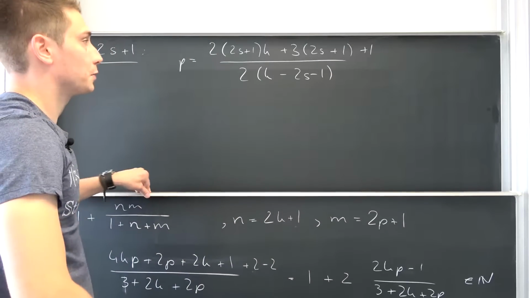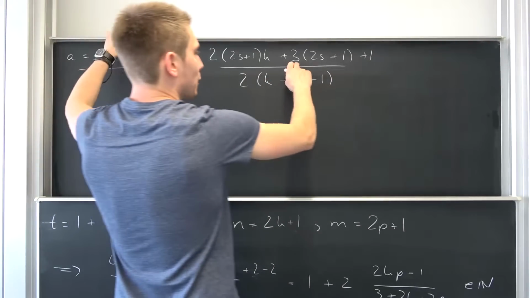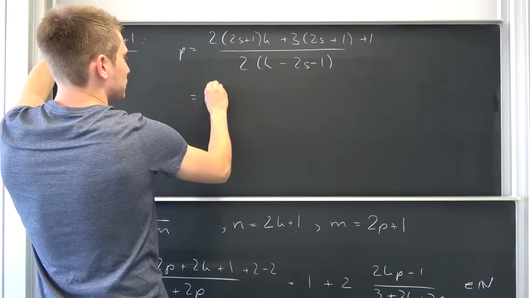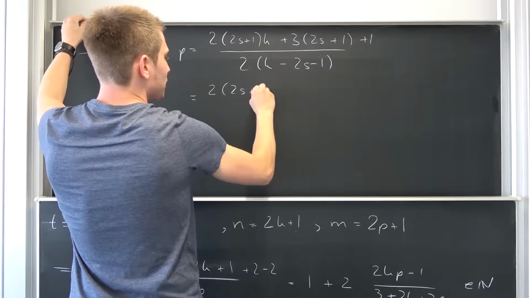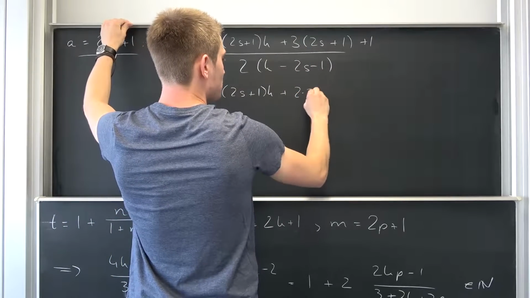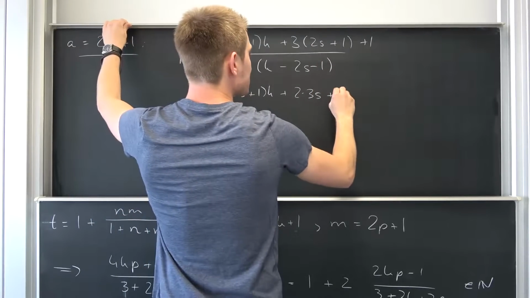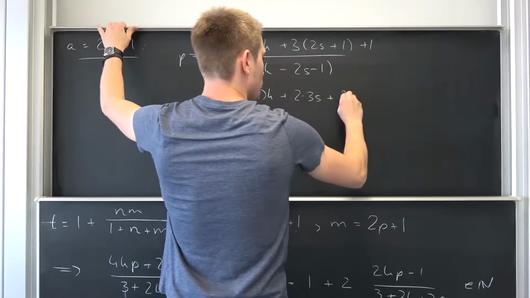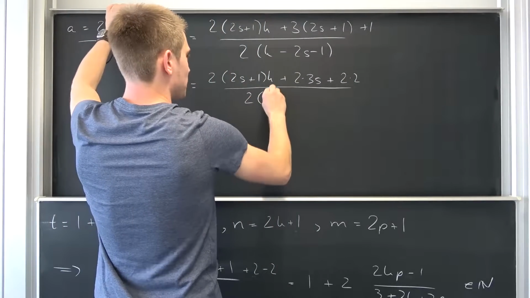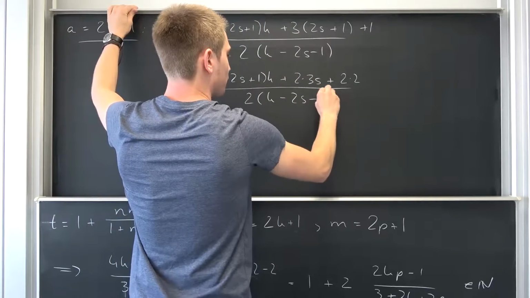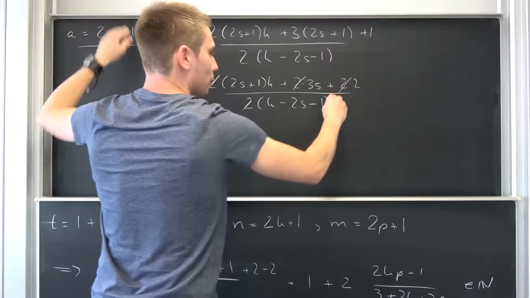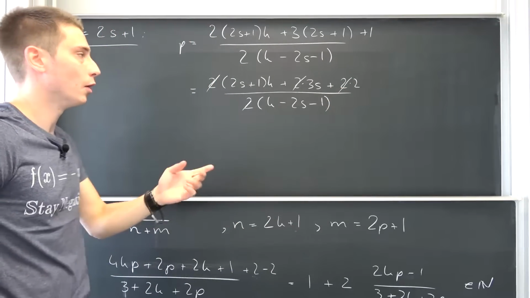Okay, this is really good because you see, if we factor out everything up here in the numerator, we are going to get 2 times (2S plus 1) times K plus, okay, 6 times S, so 2 times 3 times S, plus 3 plus 1 is going to be 4, 2 times 2. I'm going to put it like this, just because we can. Now you see we have a factor of 2 everywhere. This is going to cancel out. We do not run into a contradiction right here, okay?